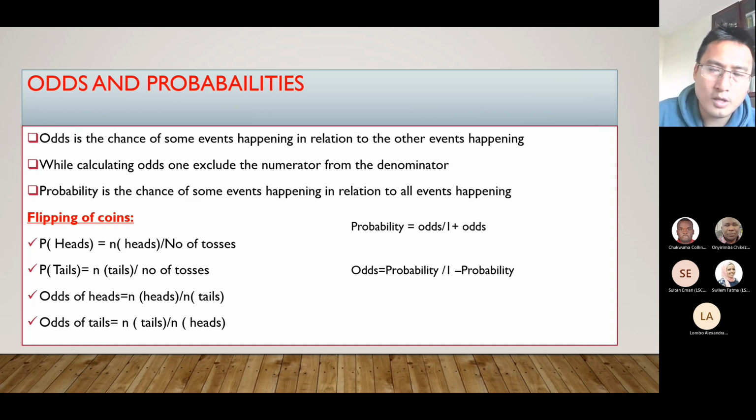Probability is the chance of having it. For example, if you are looking for the chance of heads turning up when you flip a coin, it is heads divided by the number of tosses, however many times you do it. The formula for probability is odds divided by 1 plus odds. For odds, it is probability divided by 1 minus probability. Unfortunately for you, you have to mug up this formula. There's no easy way out.